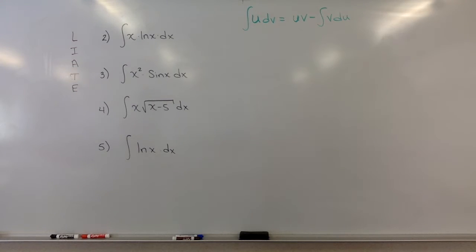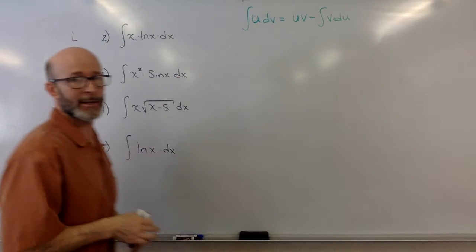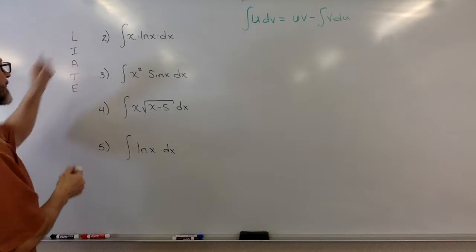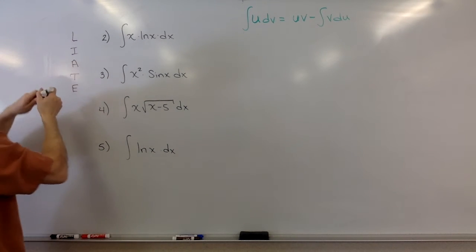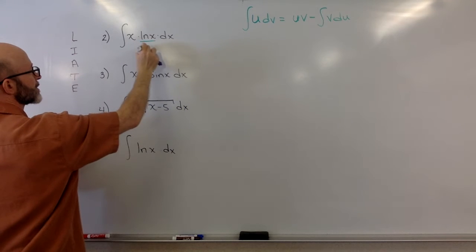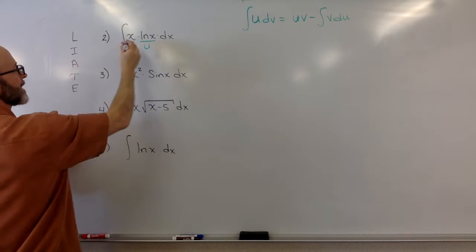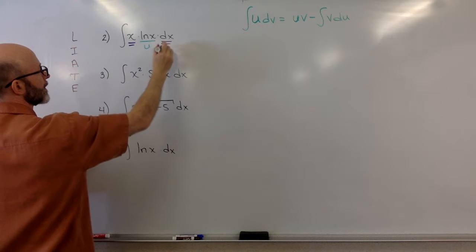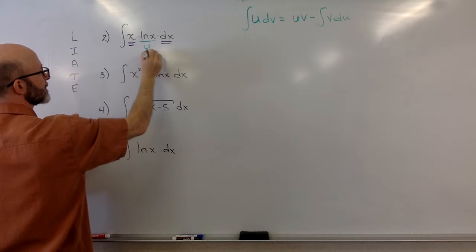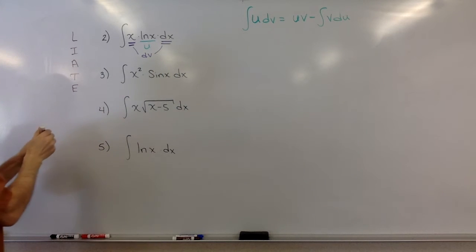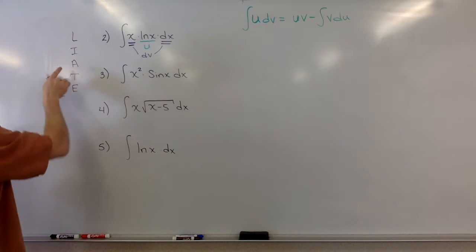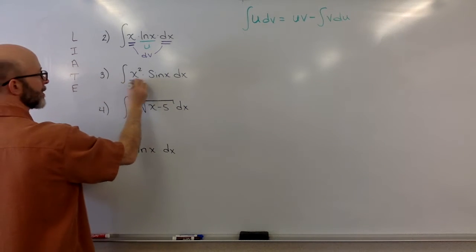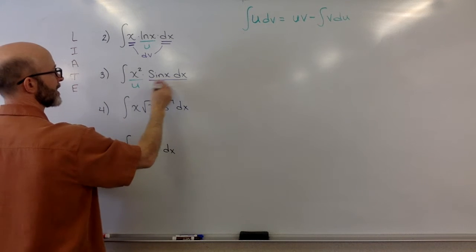In each of these examples, you need to figure out what's going to be u and what's going to be dv. If you can do that, you're in good shape. Using LIATE, which comes first, the algebraic or the logarithm? Looks like logarithm comes first, so that's going to be u, and the rest of it is going to be dv. When we come to the next one, we have algebra and trig. To me, it looks like algebra comes before trig, so that's going to be u, and this is going to be dv.